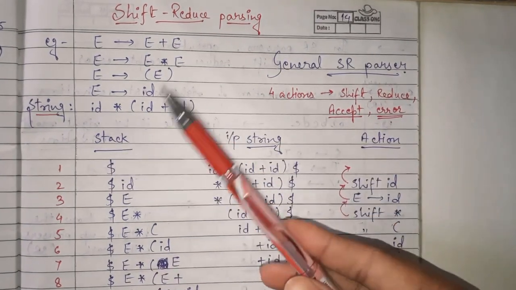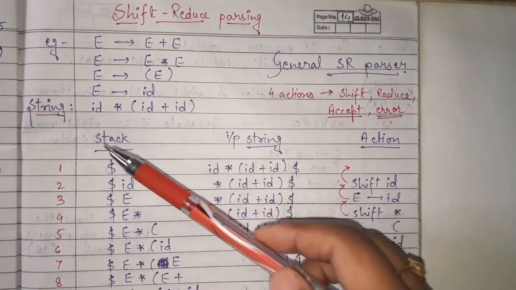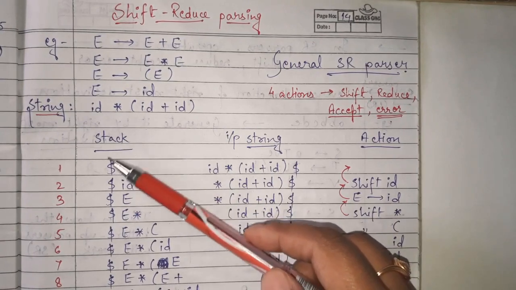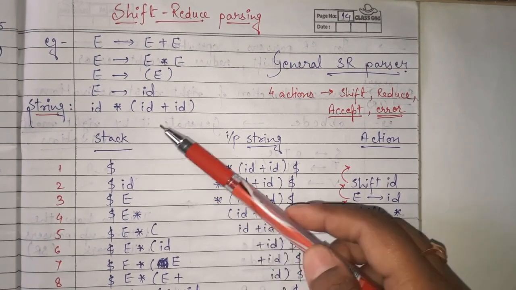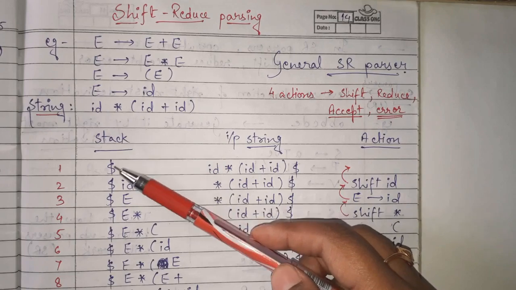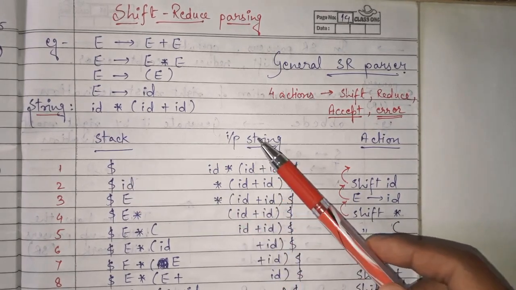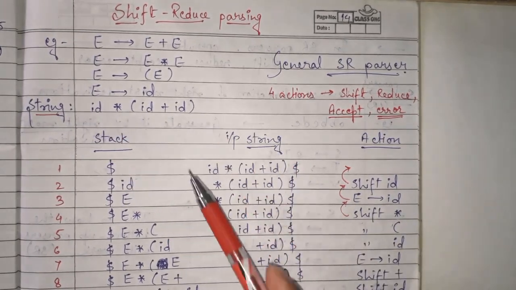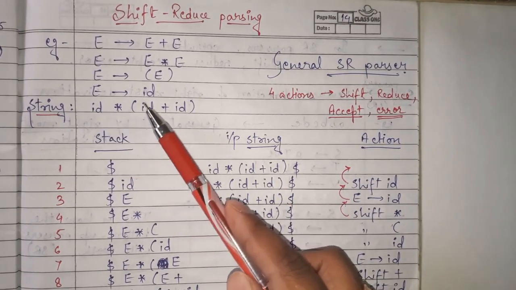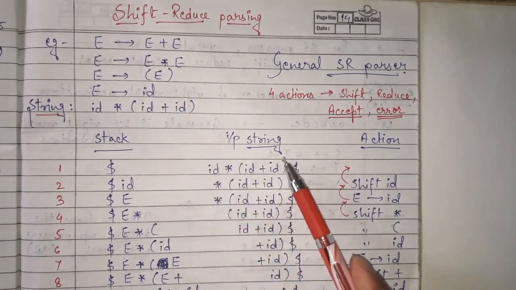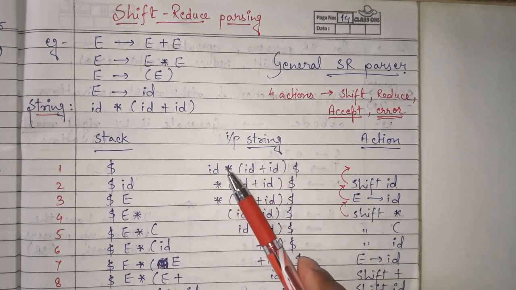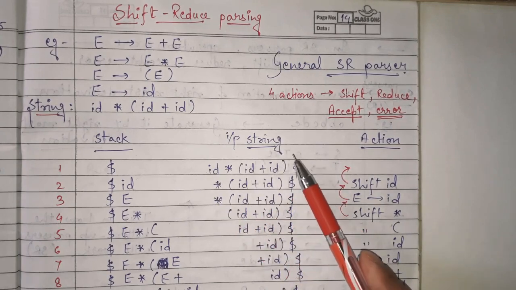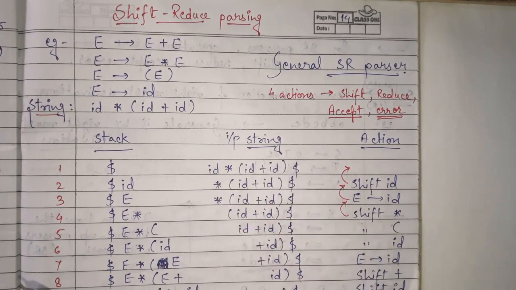So let's start. In the stack, how will we start? In the stack by default $ will be there. Initially there is nothing else in the stack, so we will write only $. In the input string, initially I will write the whole string that is given to us, that is id star id plus id. Fine, I will write it whole, and after the whole input string, we will append $ at the end of it. Fine. So this is my first step.